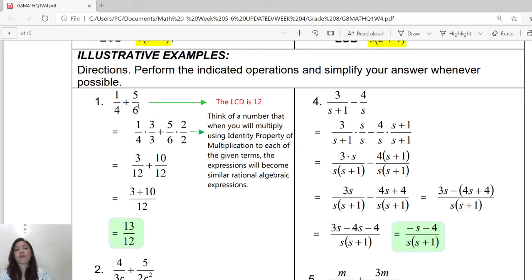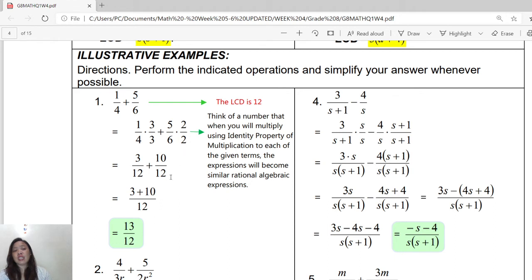Another, how about the 6? We need to make the denominator 12. So what number do you need to multiply to 6 to make it 12? You need 2, and 2 times 6 is 12. So it should be multiplied to the numerator and denominator. So we now have 1 times 3 is 3, 4 times 3 is 12, 5 times 2 is 10, and 6 times 2 is 12.